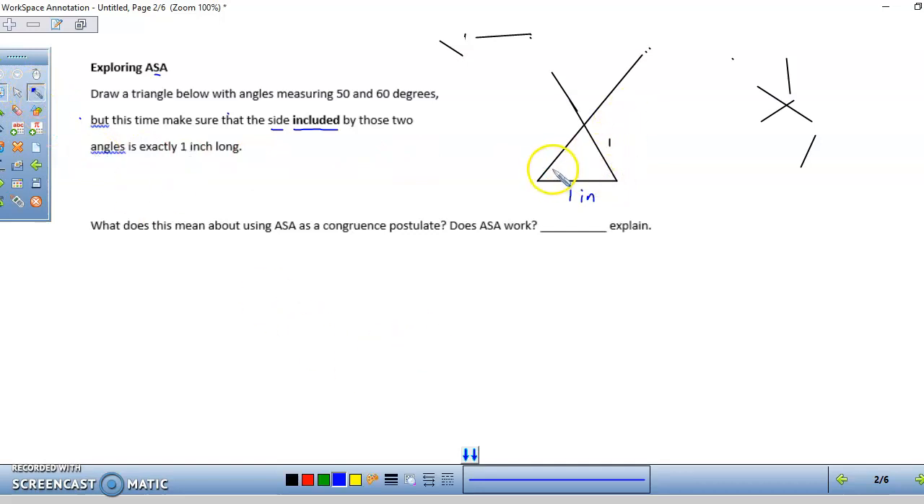And you have to imagine that when you draw the 50 and when you draw the 60, there's really only one point where those have to intersect. So when you're given angle, side, angle, there is only one way to make that triangle. So all other triangles will be congruent to this one. Does angle, side, angle work for congruency? Yes, it does. And again, please take a minute and try to explain that in your own words.